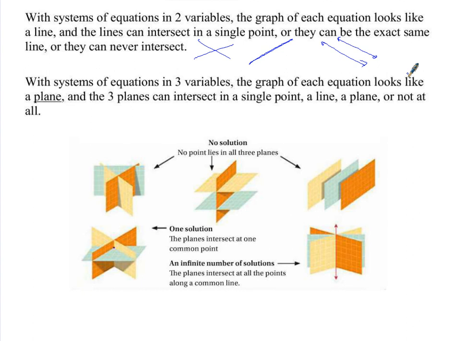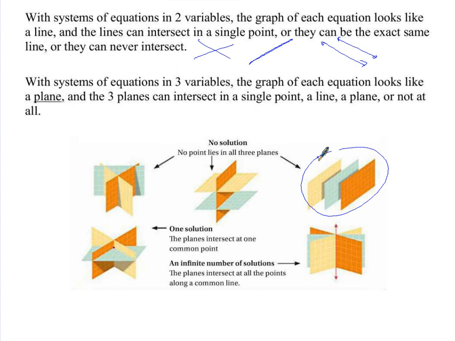With systems of three equations and three variables, first of all, the graph is no longer a line, it's a plane. So we're not getting lines, we're getting planes. The three planes can intersect in a single point. They can intersect in a line. They can intersect in a plane, or they can intersect not at all. Not at all is fairly obvious. They're three parallel planes. They'll never cross.